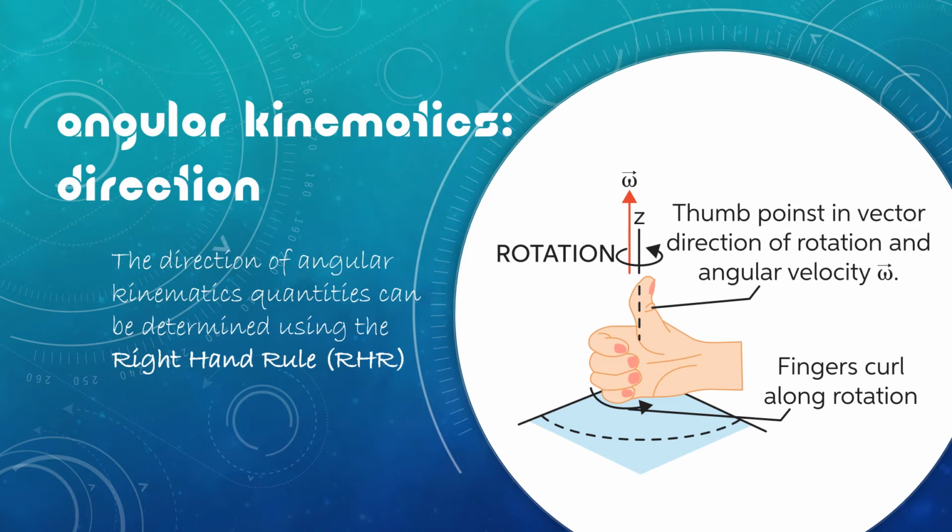For example, in what you see on this diagram, if my object is, let's say, a record that is playing, and I'm looking top down, and it's rotating counterclockwise, I would rotate my fingers counterclockwise, and my thumb would be pointing straight up. So the direction of that angular velocity would be in the positive z direction.